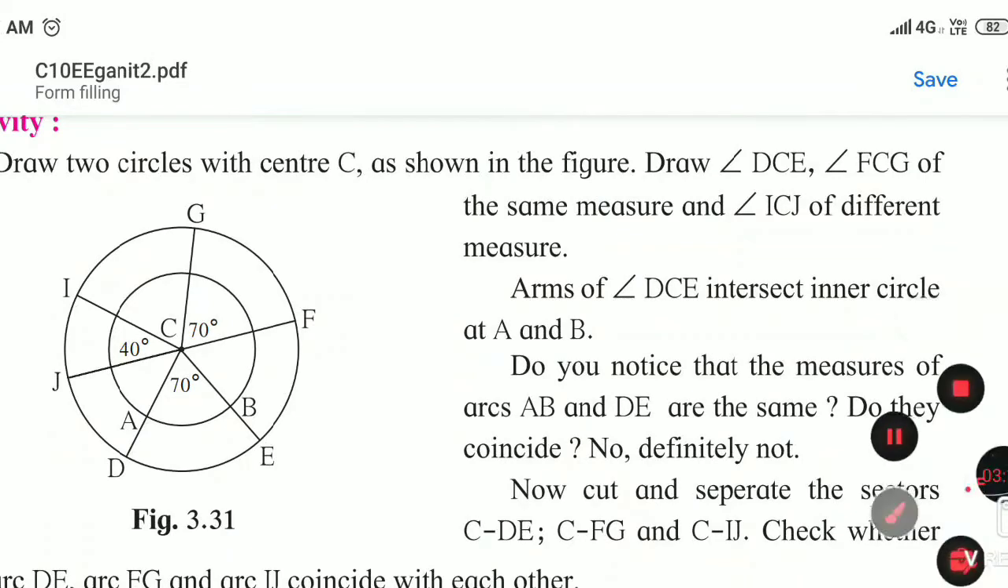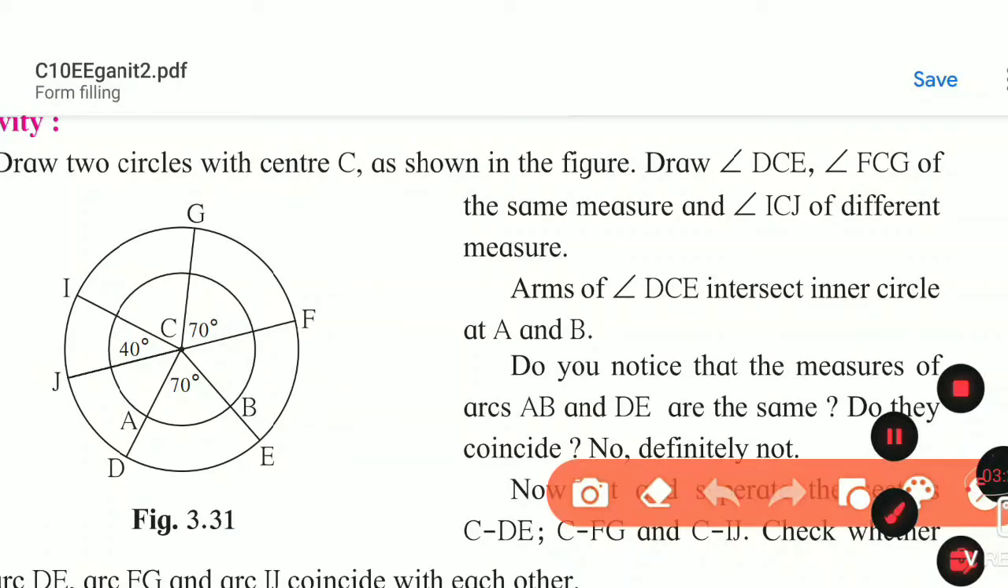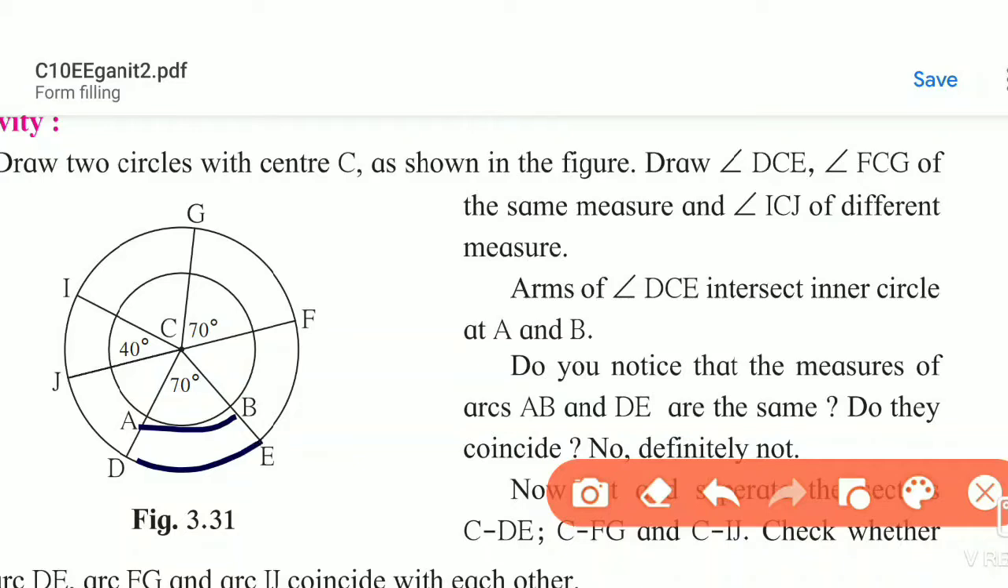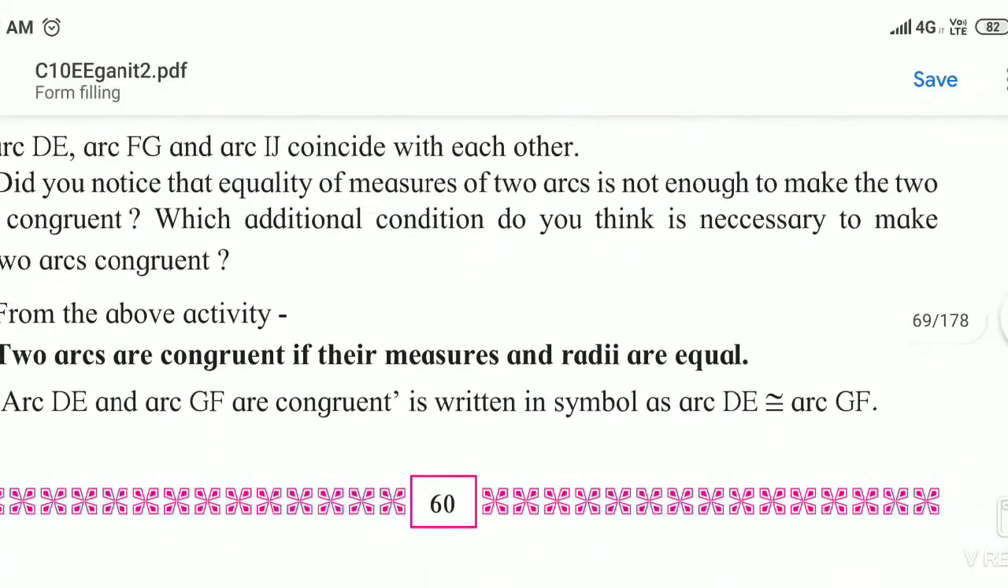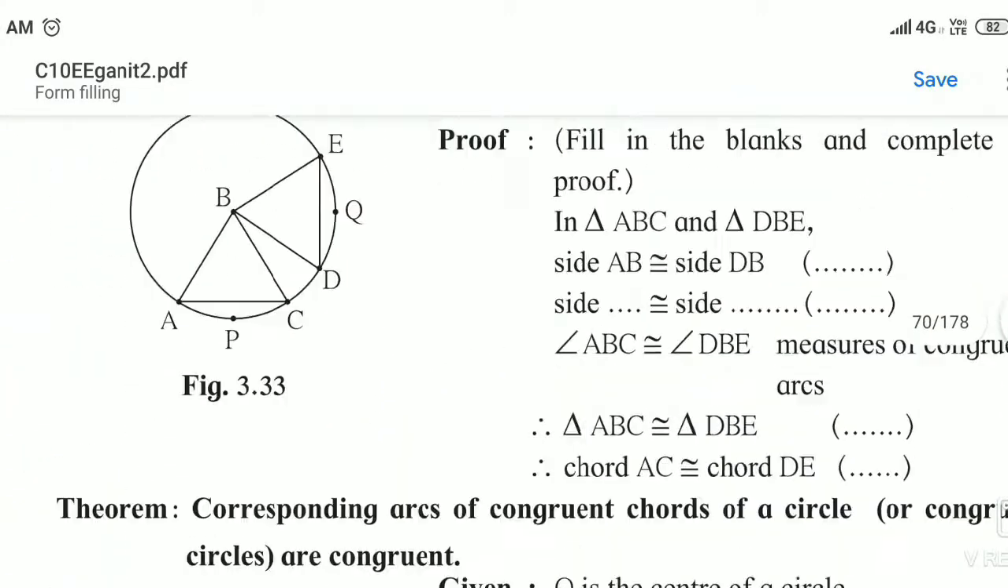What we saw here: the measure of the arc is the same. For AB and DE, if the central angle is 70, then are AB and DE congruent? No, they are not congruent, because the radius is different. It is 70 and 70, but the radius is smaller here and greater for this. So arcs are congruent to each other only when their radius is the same. After that we saw the next point.